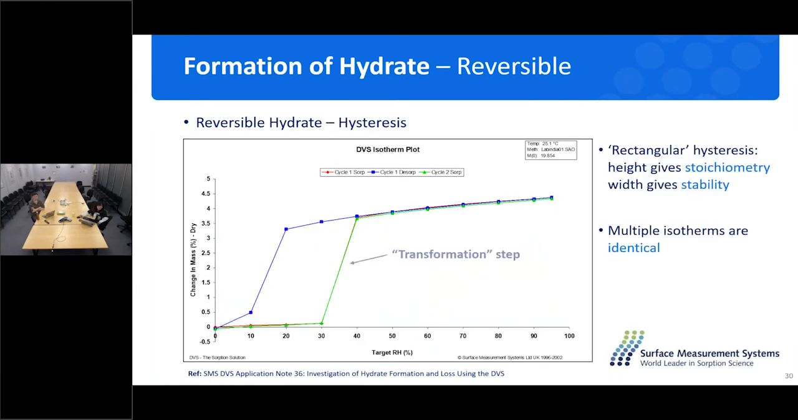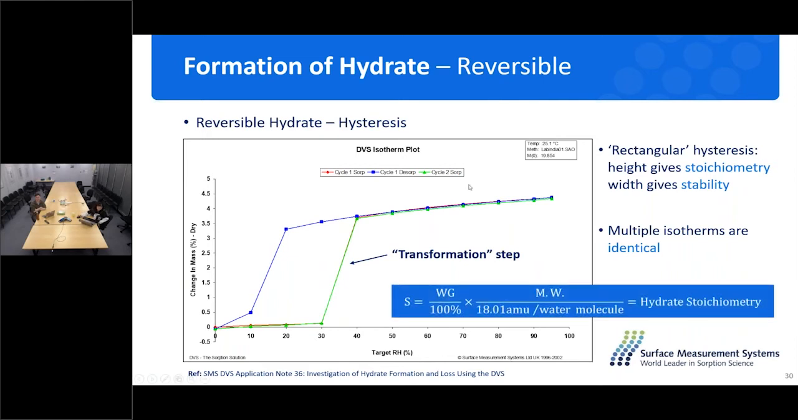And if we plot the isotherms together, we can see a very nice overlap between the first cycle and the second cycle, which tells us the 2 isotherms are identical to each other, indicating that it's a reversible hydrate formation here. And if we have the molecular weight of the sample we are testing in the experiment, we can also calculate the stoichiometry of the structure of the hydrate formation.